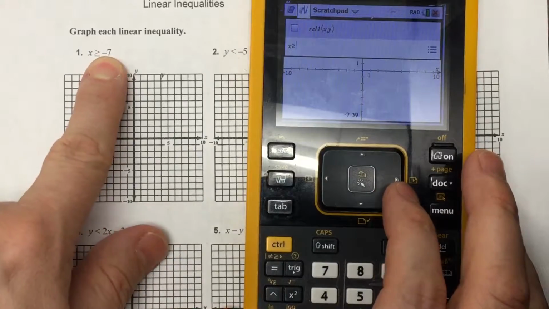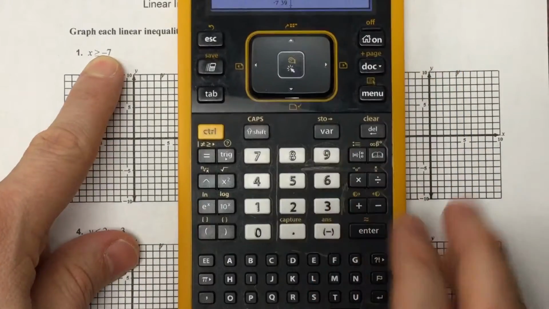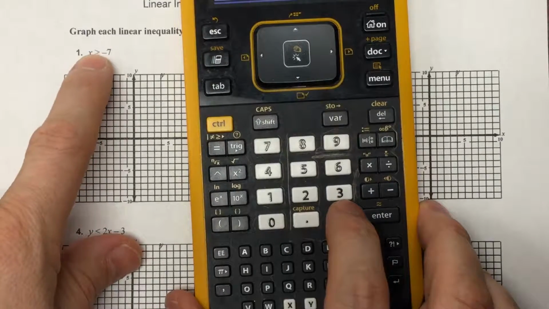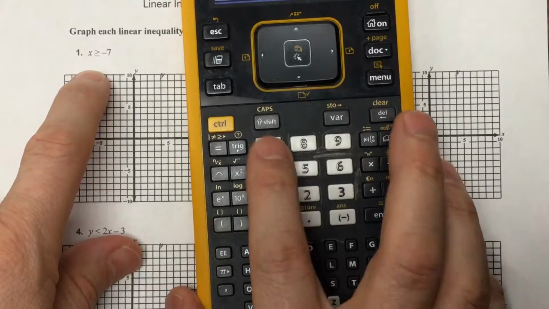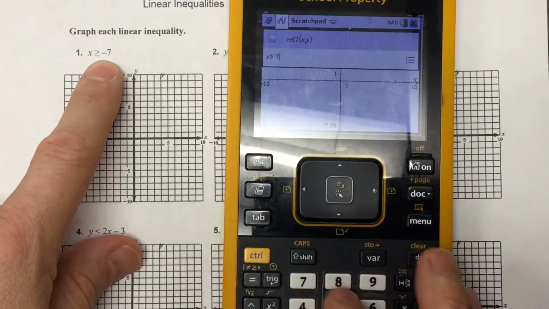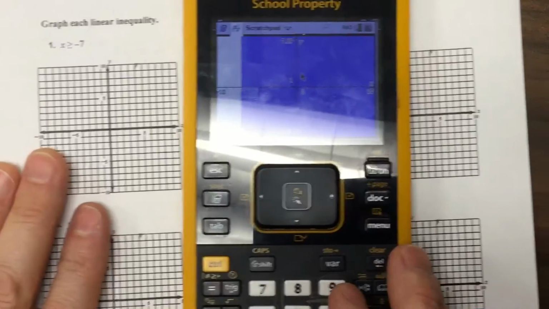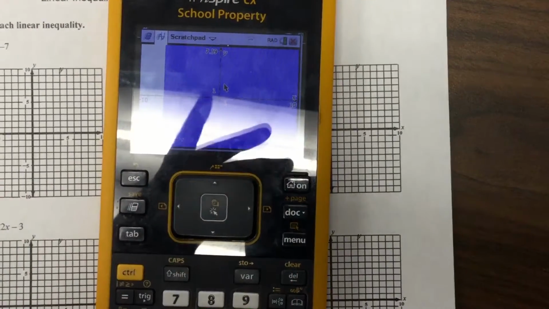And then this is not a minus. It looks like a minus on the paper, but that is a negative sign because it's right in front of a term. There's nothing on the other side, no terms on the other side. So I put -7, and there I go. I push enter. That is my graph. Notice that is a vertical line.